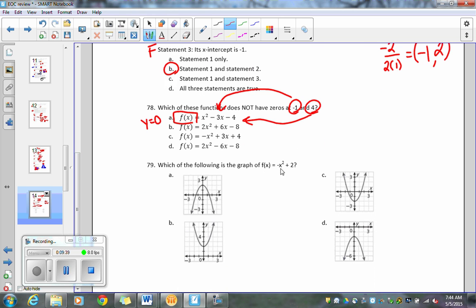Which of the following is the graph of negative x squared plus 2? Well, first off, that being a negative x squared means our parabola is going to open down. So anything that's opening up is a no-no. Secondly, it is this plus 2, that is my y-intercept. So anything that has a plus 2 for the y-intercept works. My answer is A because my y-intercept is right here. And that's question 79.